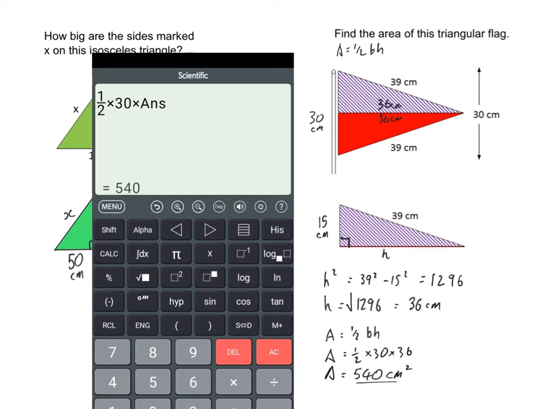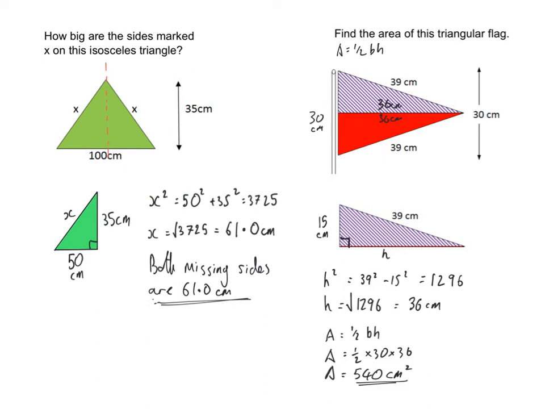square centimetres. Now, if this 36 was a horrible decimal number, I could have typed into my calculator here half times 30 times answer, and that would make sure I don't make any little rounding errors. It would use the exact value here. But we're lucky because 36 in our original calculation, it's a whole number.